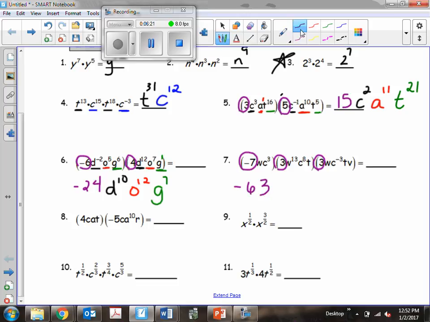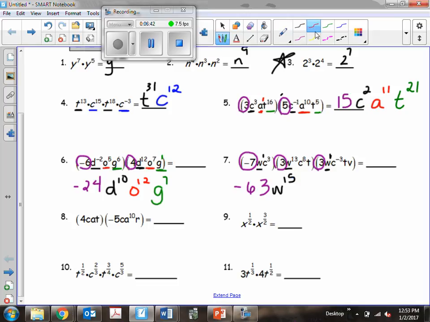Now let's look at our base of W. W I see is here, W is here, W is here. But even though I don't see it, on the first one and on the last one, it has exponents of 1. So I have a 1, a 13, and a 1. So that would give me W to the 15th.